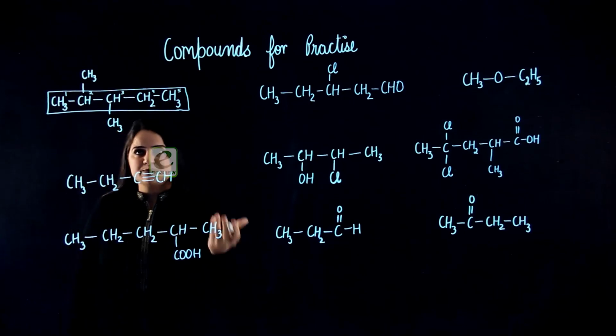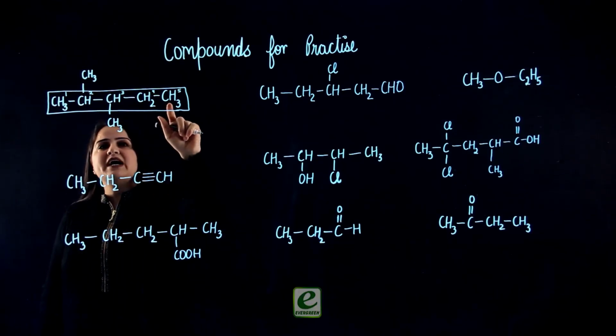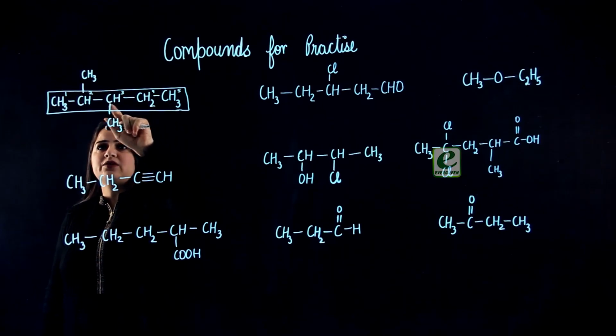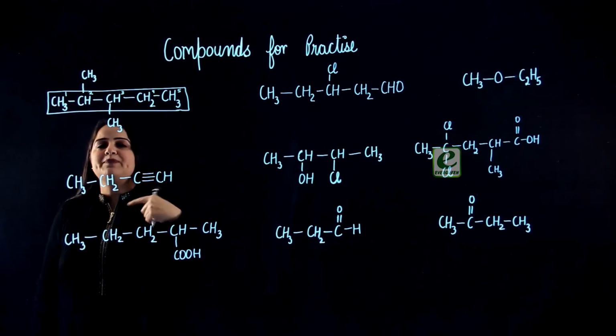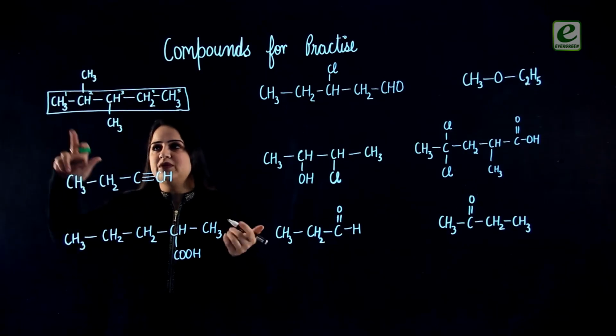We number the substituents according to the lowest sum rule so that the sum of these substituents is smaller. Like for example, 2 plus 3 is 5. But if we would have started from here, 1, 2, 3, 4, 5, then 3 plus 4 would have given 7. So the numbering will be starting from this side.